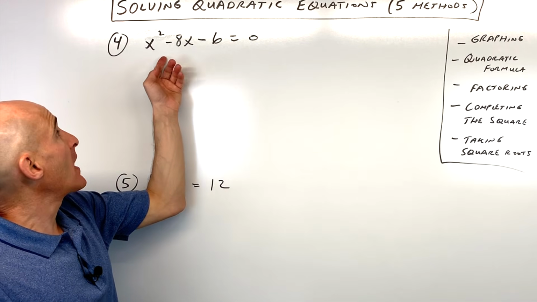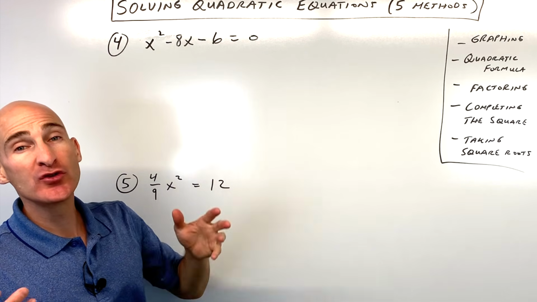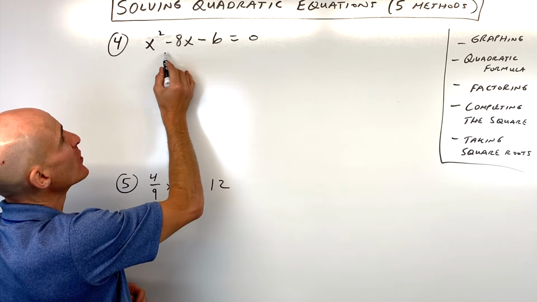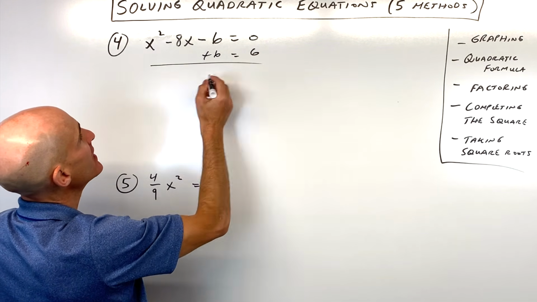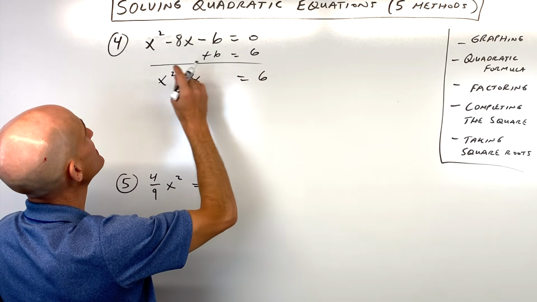Okay, for number 4, x squared minus 8x minus 6 equals 0, for this one, we're going to do the completing the square method. And when you complete the square, what you want to do is get the variables on the left. You want to move this constant over to the right side. So what that gives us is x squared minus 8x equals 6.